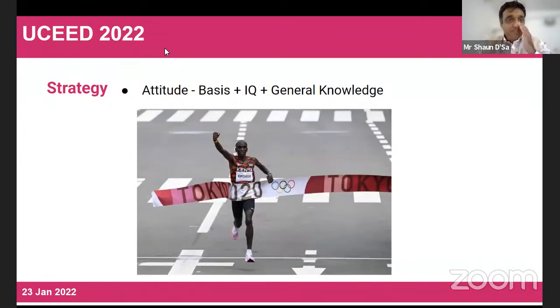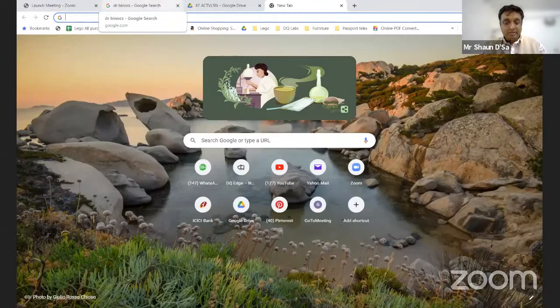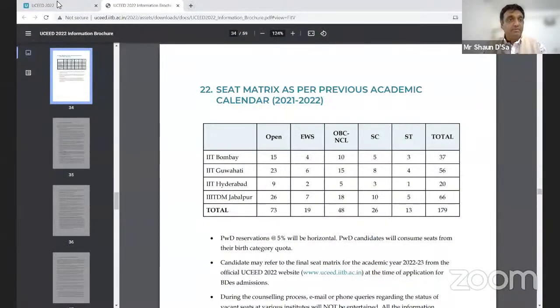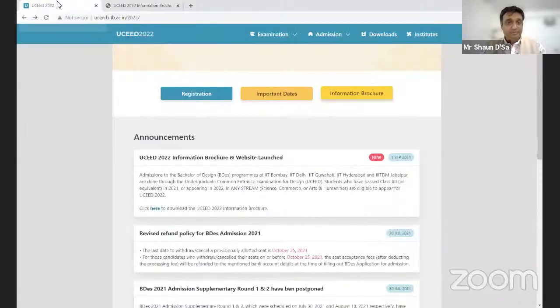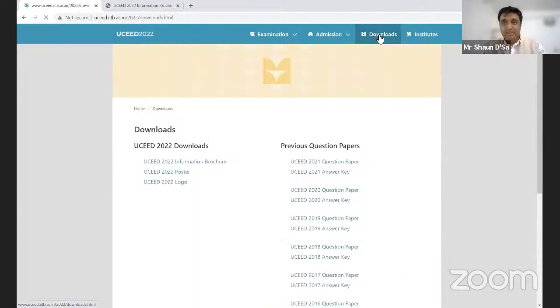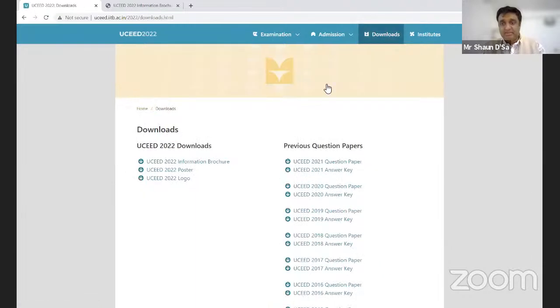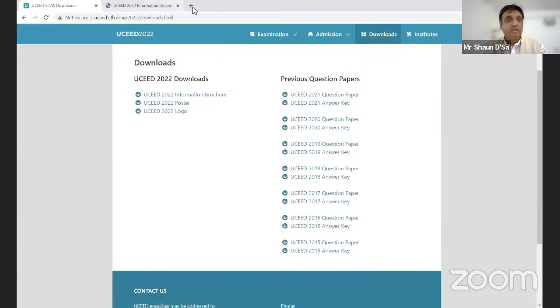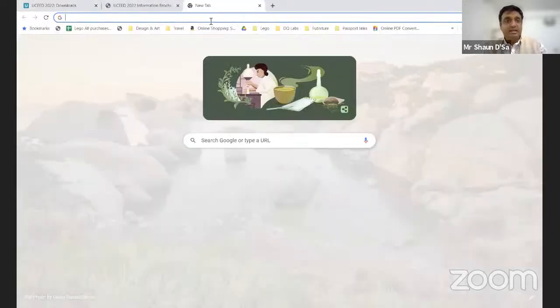So the first question, one of the students asked, where can I get past year's papers? Like I said, very important, the link. This link is extremely important. Here, can you see downloads? You can get all past year papers here. Can you see that? An answer key, right? So you literally go there, you can get all your papers.